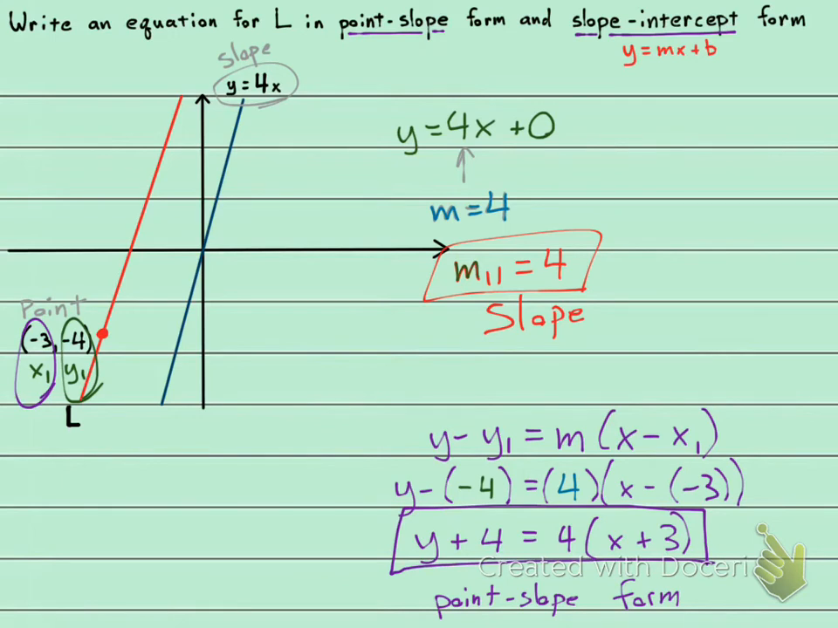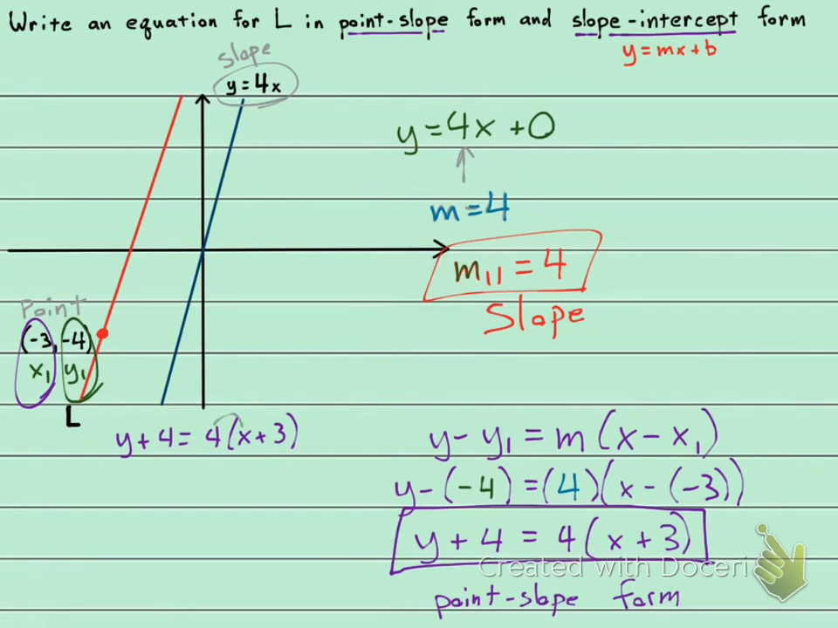I have y plus 4 equals 4 times x plus 3. Now, to get this y by itself, I'm going to need to get rid of the plus 4. So I will need to subtract the 4. But before I do that, I'm going to come over here and distribute so that I will have something to combine this minus 4 with. So let me distribute.